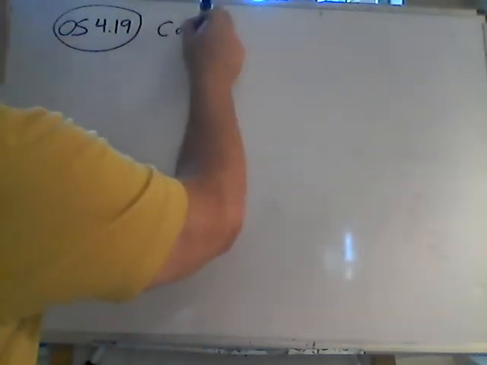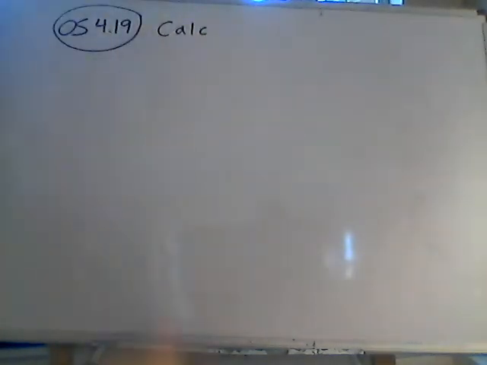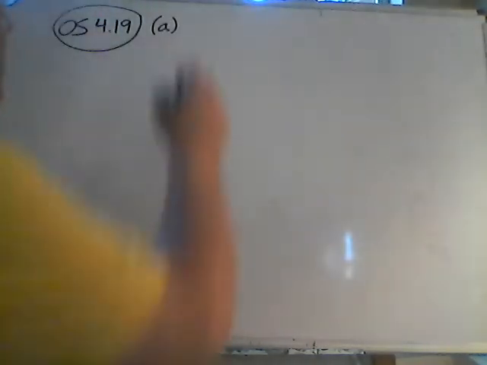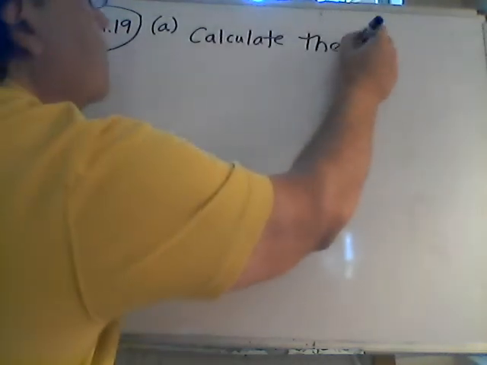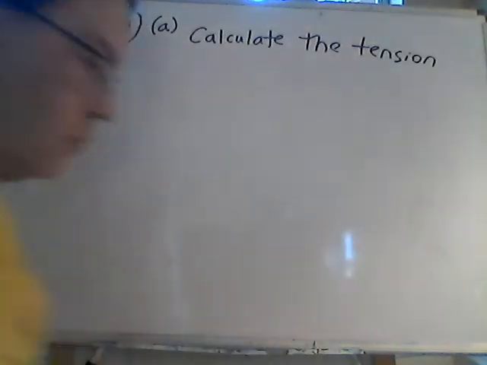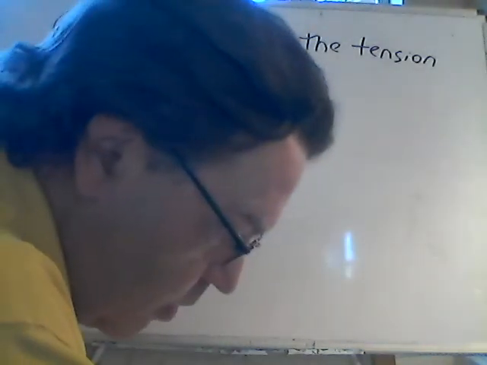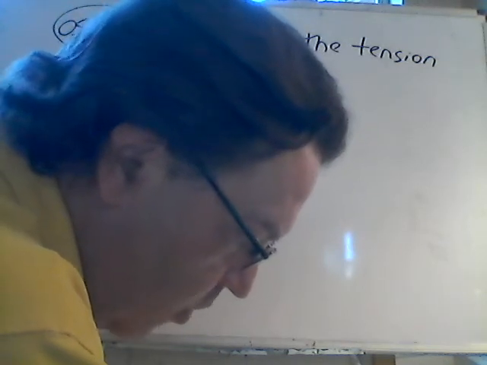Let's do an OpenStax problem now. OpenStax 4.19. Okay, OpenStax 4.19 says calculate the tension. And this is part A, sorry. So we'll go to the old physics books that is not official for this class, but I like to use it. Calculate the tension of a vertical strand of spider web.